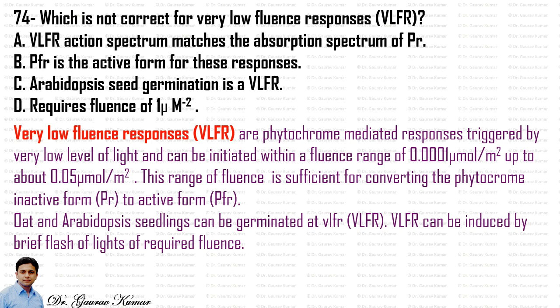Let's read a little bit more. This range of fluence is sufficient for converting the phytochrome inactive form PR to the active form PFR. Oat and Arabidopsis seedlings can be germinated at VLFR. VLFR can be induced by a brief flash of light of the required fluence. If you read this explanation and then the options, you will find that option D is wrong. This is not correct for very low fluence response. It requires a very low fluence actually.